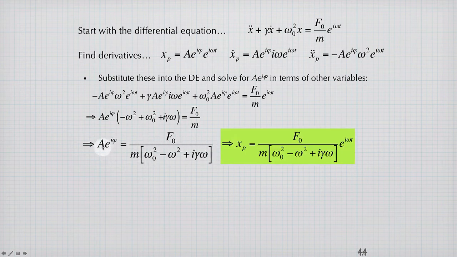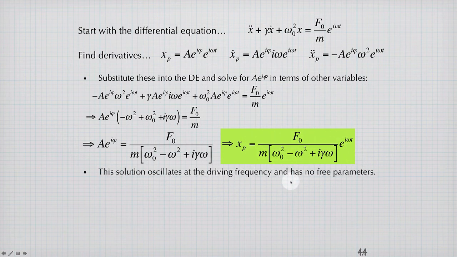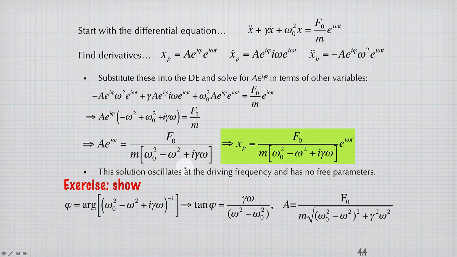We can write x of p, therefore, as A e to the i phi times e to the i omega t. So what we see here is this function for x of p oscillates at the driving frequency, omega, and has no free parameters. As an exercise, I'll let you show that phi can be expressed in terms of the parameters of the oscillator like this, and A, the amplitude of the response, can be expressed like this.